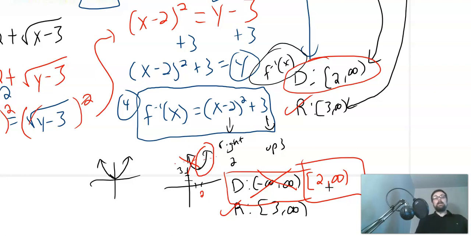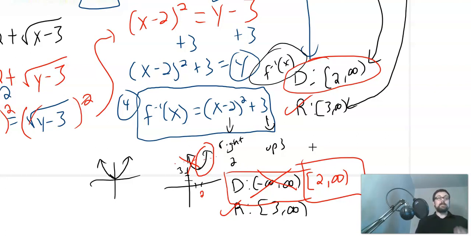So that's why we need to step in and modify the domain for this function to serve as the inverse of the original function. If we leave it unmodified, it's not an inverse because it doesn't match the graph appropriately. It's not a one-to-one function. There's issues with it. So I need the domain to be 2 to infinity.